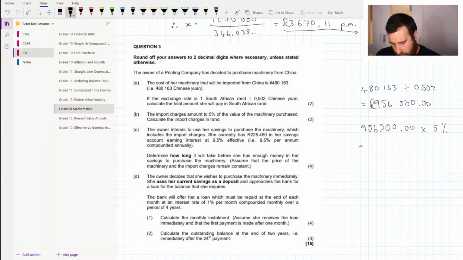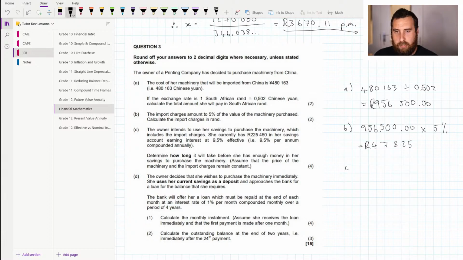Answer times 5%, and I get 47,825 Rand. So before the owner of the printing company even gets the machinery, they have to pay almost 50,000 Rand just to import the machinery from China. Right, so therefore the total amount basically is 1 million Rands worth of machinery, if you include the import charges. So that's part A, that's part B.